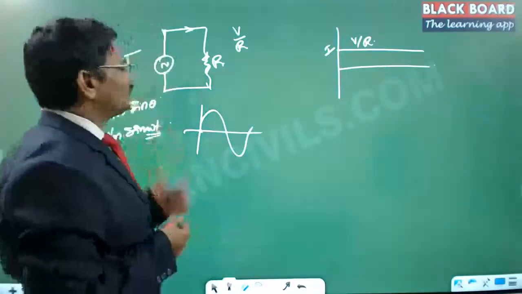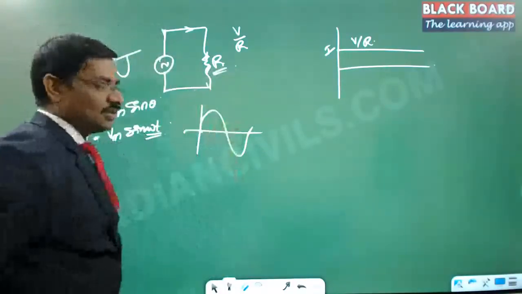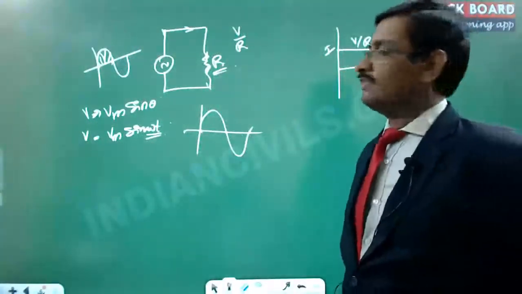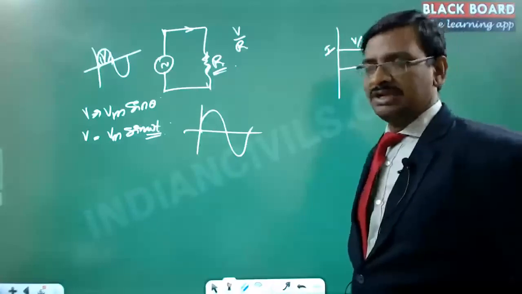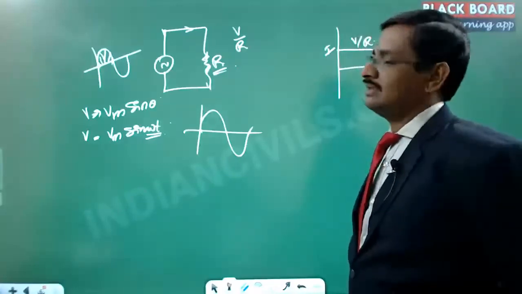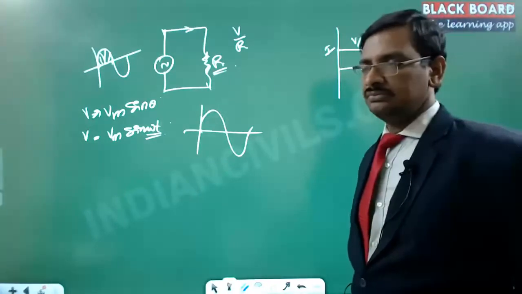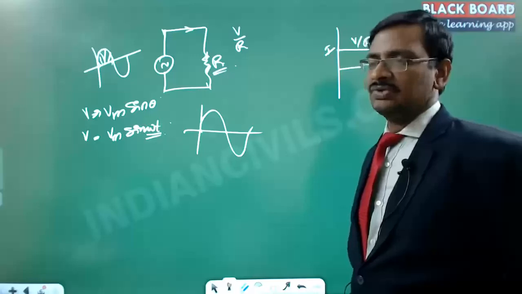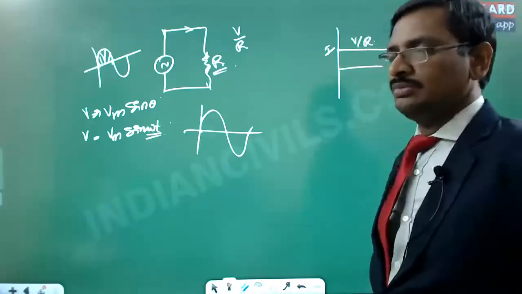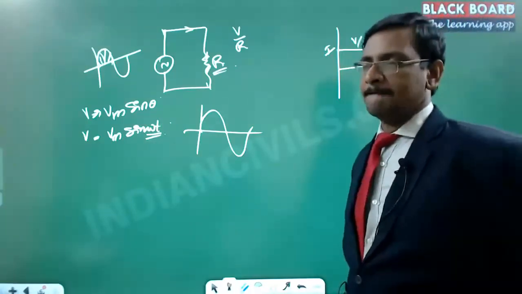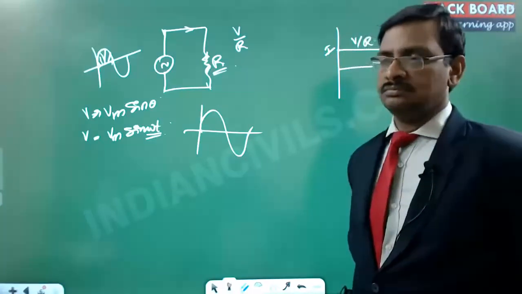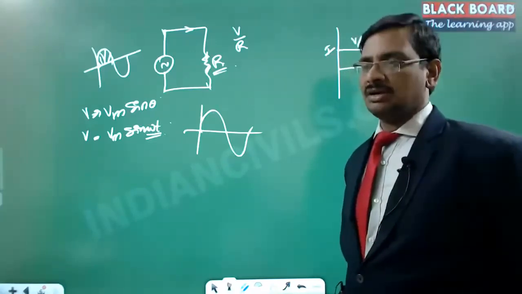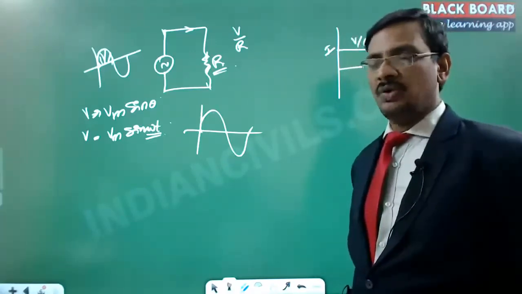Now, if I ask you to calculate the heat produced in this resistance, how do you calculate it? If it is DC, straight away you calculate the I square R value. But here it is AC, then how do you calculate? Tell me, how do you calculate the heat produced? V average square R. Now you tell me whether that is correct or not. Can't we do this? No.